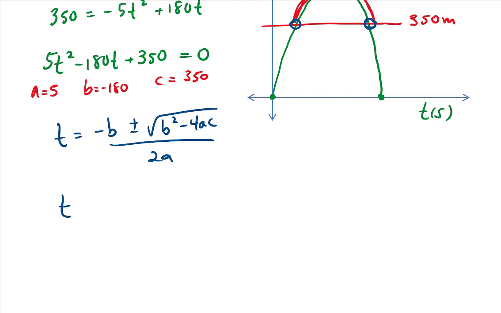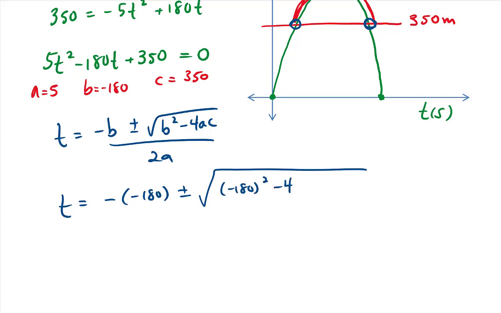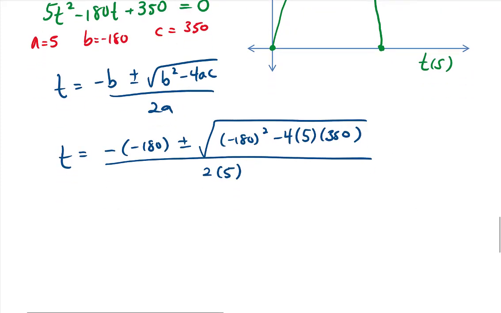So subbing this into the quadratic formula, this gives us the negative of negative 180 plus or minus the square root of negative 180 squared minus 4 times 5 times 350, all over 2 times 5. So let's simplify this equation. So we have 180 plus or minus. Let's figure out what's under the square root sign, and it's all going to be divided by 10. So let's check our work.